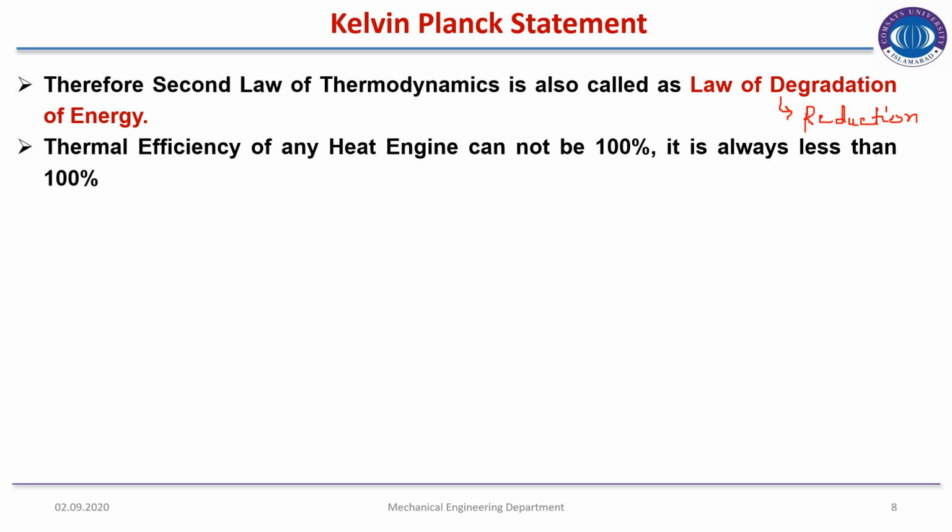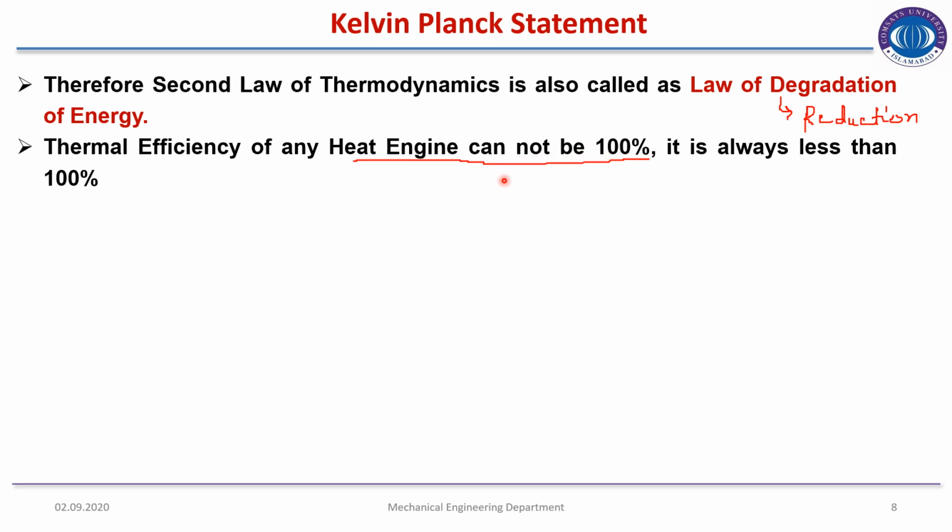The thermal efficiency of any heat engine cannot be 100%, therefore it is always less than 100%. So if you are asked to design a heat engine that has 100% efficiency, you can never design one, because the Kelvin Planck statement suggests that a heat engine will always have an efficiency that is less than 100%.